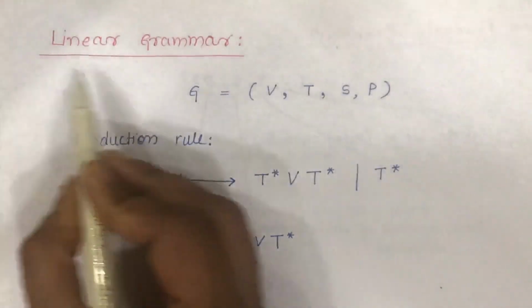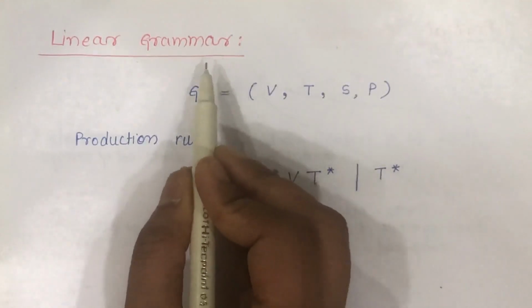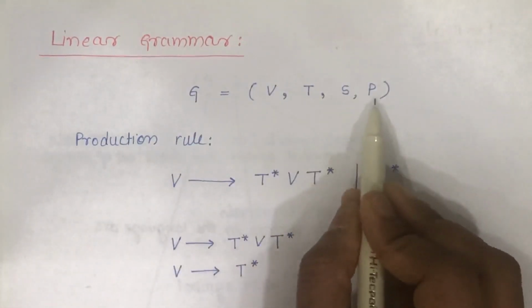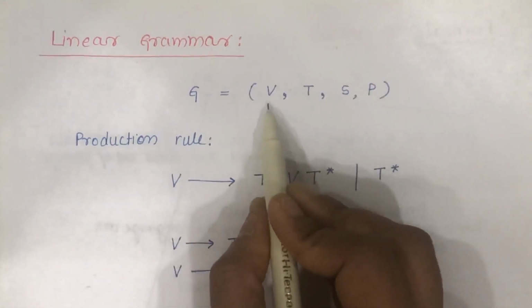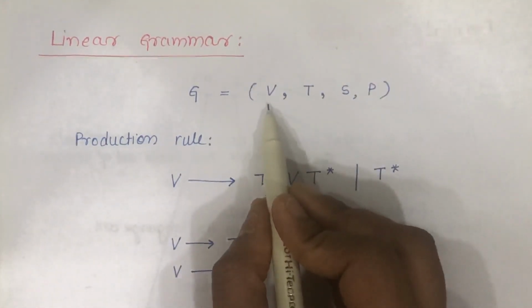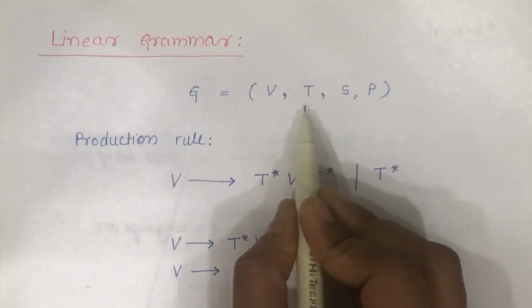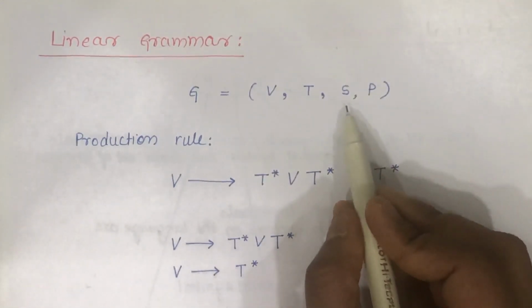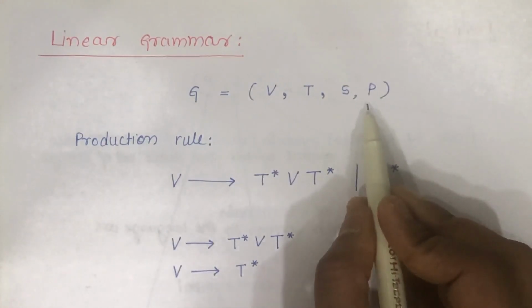Now next is linear grammar. Linear grammar can again be defined using the quadruple, that is V, T, S and P. Again the same, V stands for a finite set of non-terminals, T stands for a finite set of terminals, S stands for the start symbol of the grammar and P is the productions.